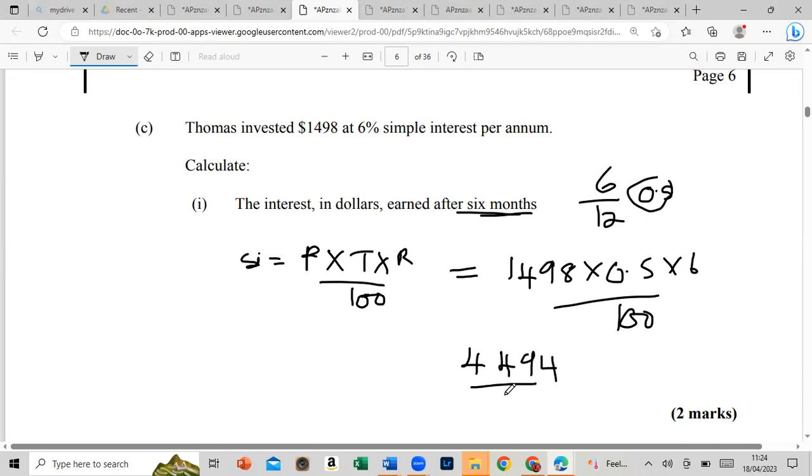And this is worth 2 marks. When you divide it by 100, you put this amount. So that's $44.94. That's not a lot of money. But remember, the time is very short. Almost $45. Nobody now gives $45 nowadays. Time is so rough, you know what I mean?